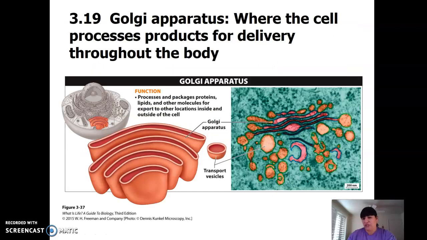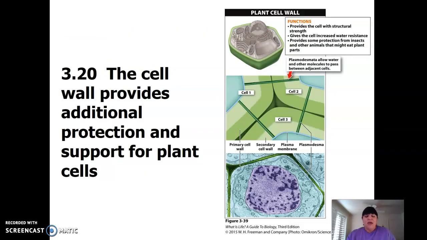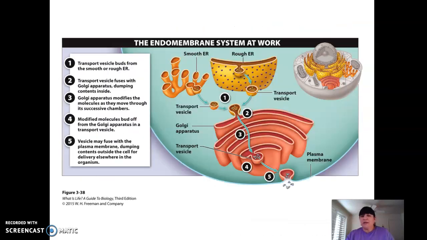So Golgi packages stuff off. So through exocytosis, things can move out, right? Oh, this is a beautiful picture. So it shows, right? So proteins are being made, they get packaged, and then exocytosis can move out. All right, so basically those are the organelles we're going to focus on, okay?